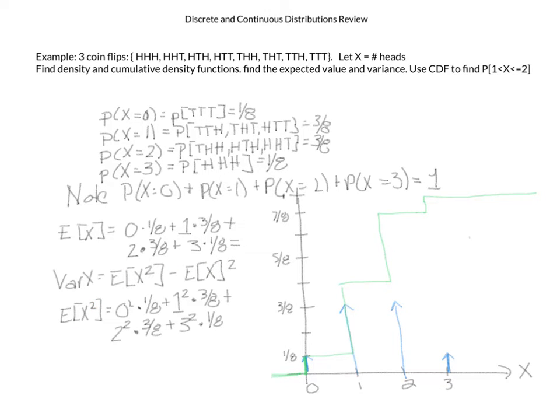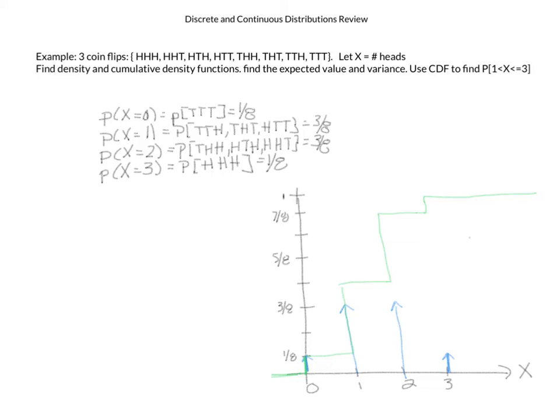So I take my values of x, which are 0, 1, 2, and 3, and I square them. So I have 0 squared, 1 squared, 2 squared, 3 squared, and now I need to multiply by the probability that x takes that value. The probability x is 0 is 1/8, x is 1 is 3/8, x is 2 is 3/8, and x is 3 is 1/8. So to get var x, I take this sum, whatever it ends up being, minus this sum squared.